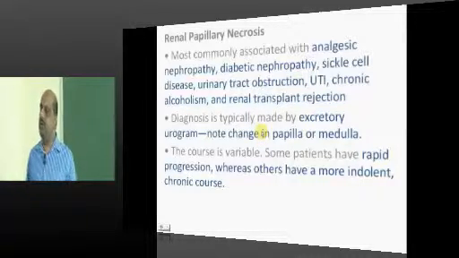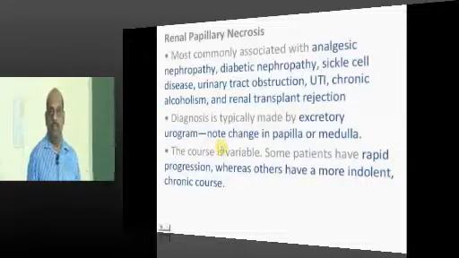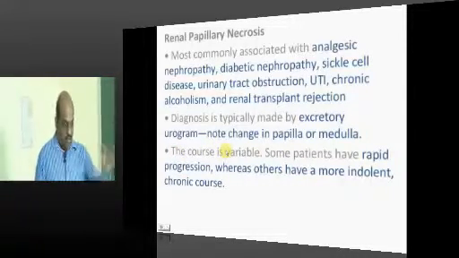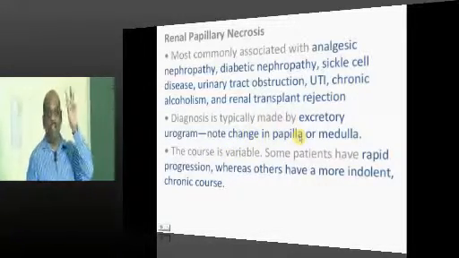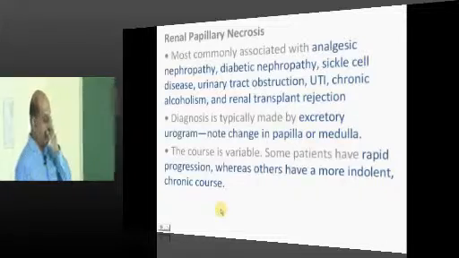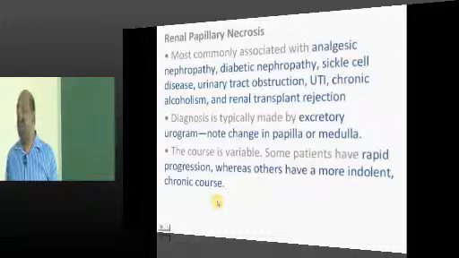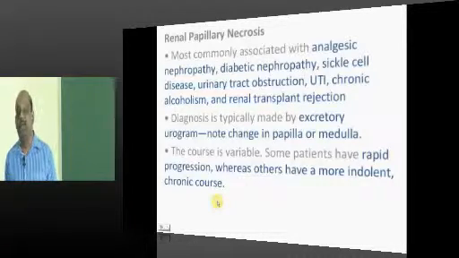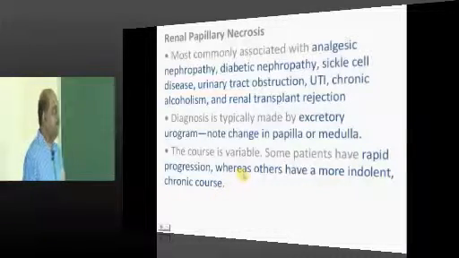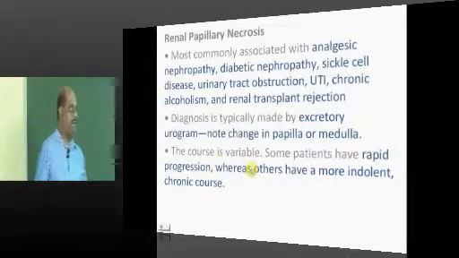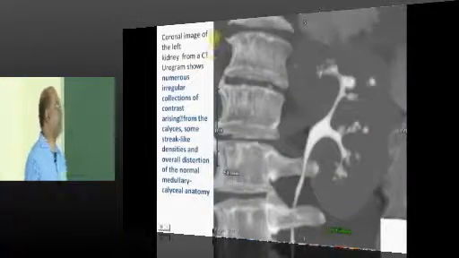How do you make out the diagnosis of renal papillary necrosis? You need to do an excretory urogram. You need to pass the contrast and take a urogram, and you need to look for the changes in the papillae and medulla, and that makes you identify that the papillae got necrosed. I will show you some typical urograms in case of renal papillary necrosis. Generally there will be indolent progression, sometimes it can be rapid.